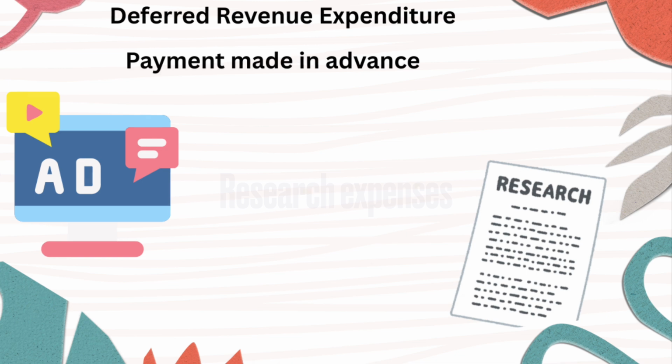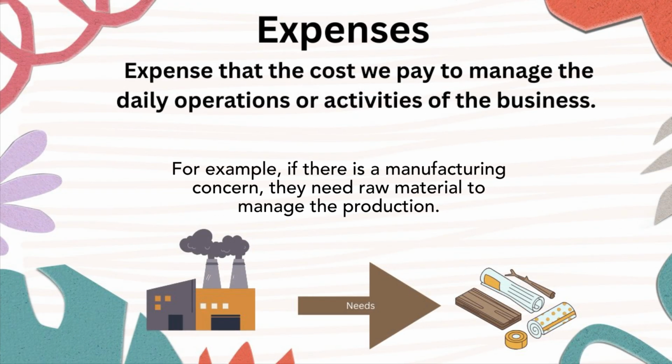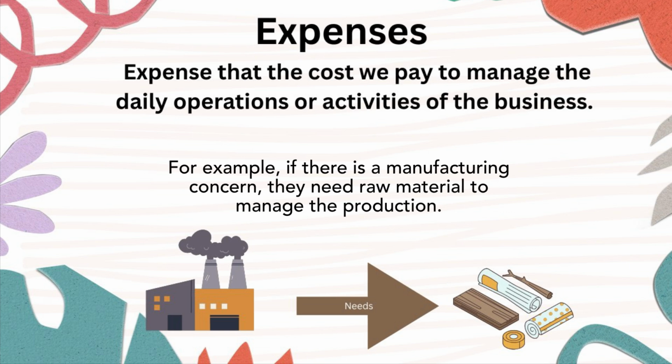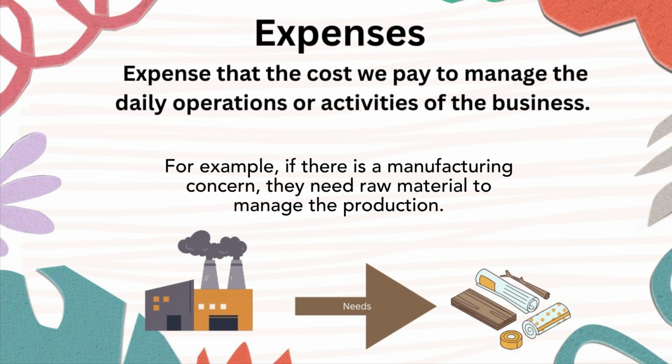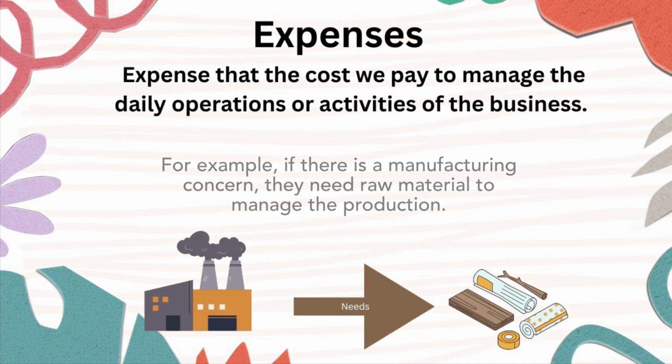Now, the next term is expense. Expense is the cost we pay to manage the daily operations or activities of the business. These are the expenses that are necessary to continue the day-to-day activities. For example, if there is a manufacturing concern, they need raw material to manage the production. To make the ongoing activities work, they need raw material. So the cost of inventory is an expense.